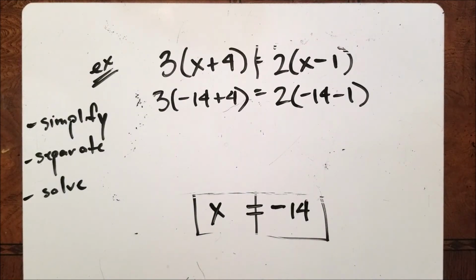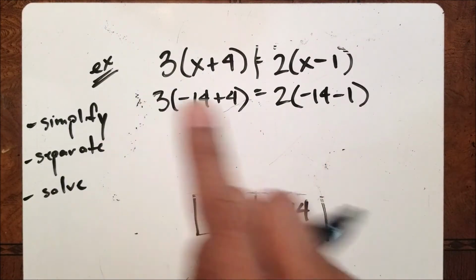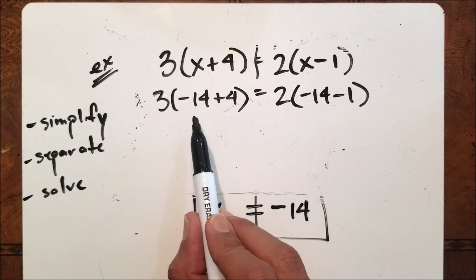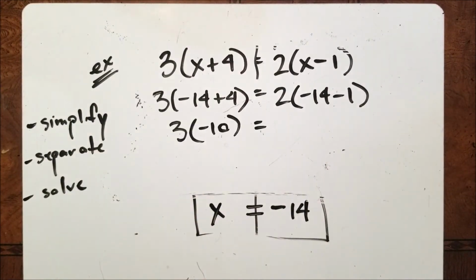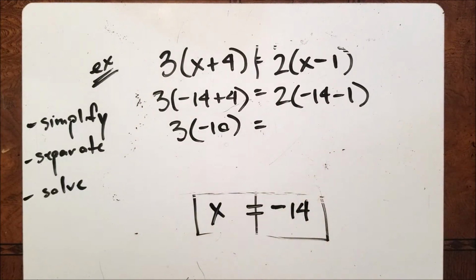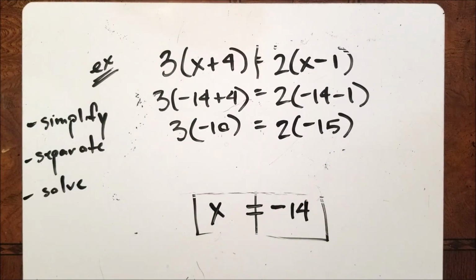Okay, so what I did was I replaced each x with the negative 14. So let's see if this equation turns out to be true. Remember PEMDAS, we have to do this inside the parentheses first. What is negative 14 plus 4? Oh yeah, negative 10, exactly right. Likewise, what is negative 14 minus 1? Negative 15. Oh yeah, exactly right.